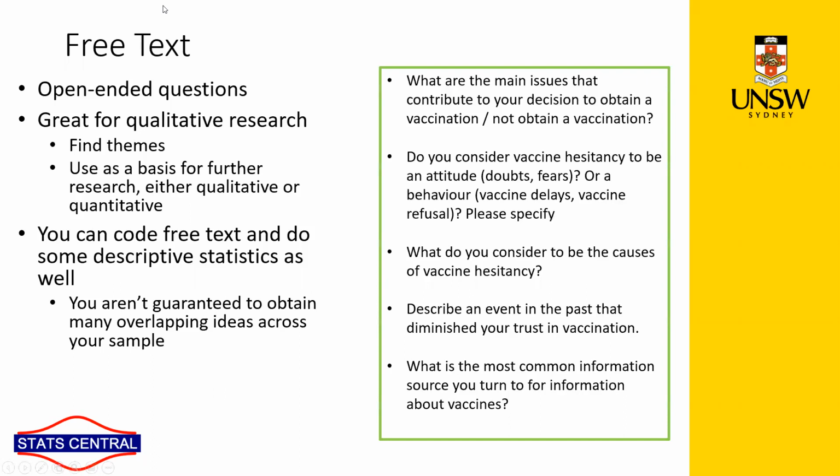Okay, so free text questions. These are open-ended questions, and they would be really good for that first researcher who wants to look at why people might feel a bit of hesitancy about vaccines. These are great for qualitative research because they give lots of rich textual data. And for quantitative researchers, we may be able to find themes in those answers, and we can use those themes as a basis for further research, either qualitative or quantitative.